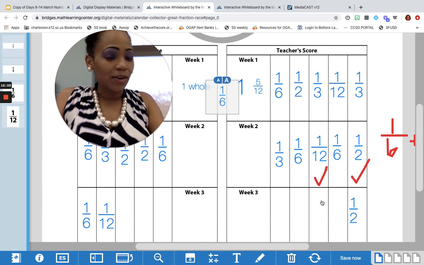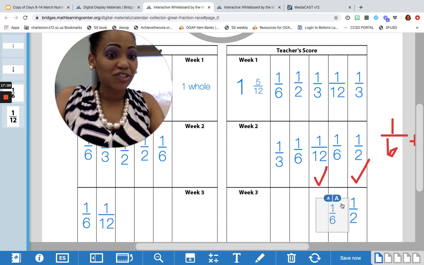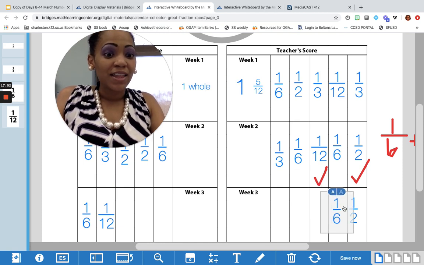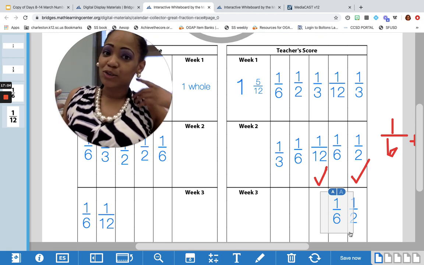But that is not all. Oh no, that is not all, because we still have to collect fractions for the remainder of this week before we figure out what our total is for next time.